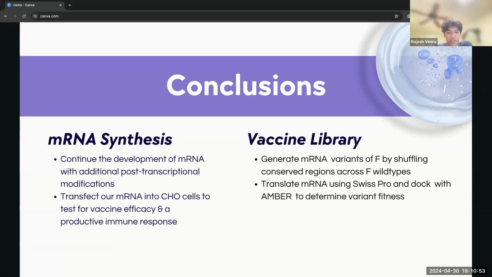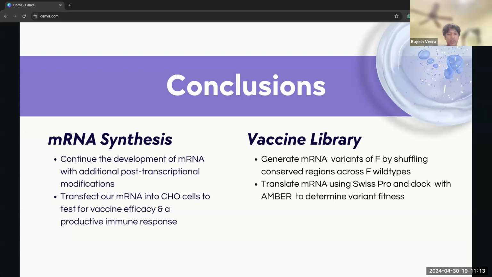will add additional post-transcriptional modifications such as a poly-A tail and a 5' methyl cap to improve stability. And we will encapsulate our mRNA in a lipid nanoparticle and transfect into CHO cells to test for the vaccine efficacy and a productive immune response.